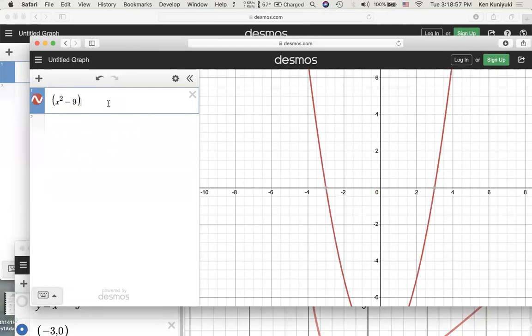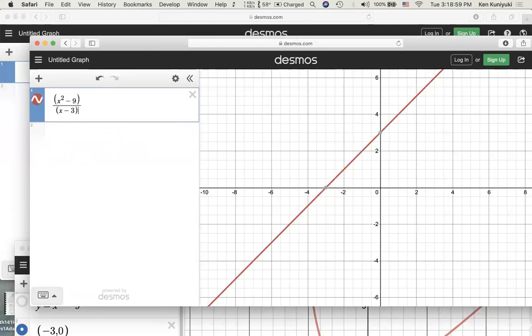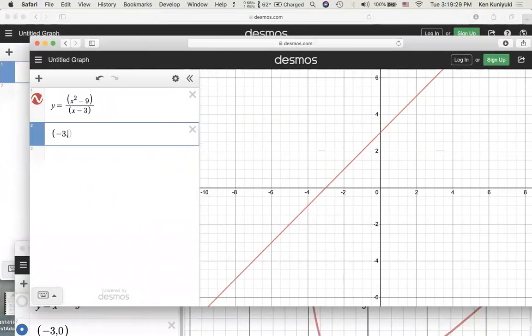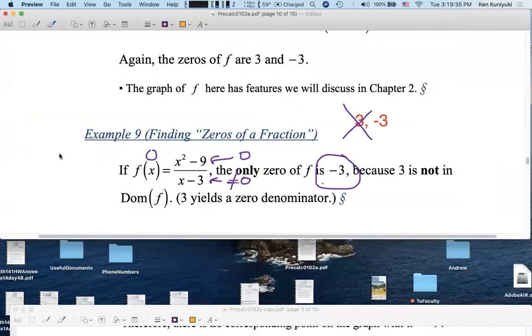Here's the graph. Parentheses, x squared minus 9 all over x minus 3. Oh, look at this. We get a line. Really, there should be a hole over here at (3, 6). So Desmos is being a little naughty. We'll talk about this in chapter 2. But the graph of y equals this is going to be a slanted line where there should be a hole at (3, 6). Think about why that is. We only have one x-intercept at (-3, 0).